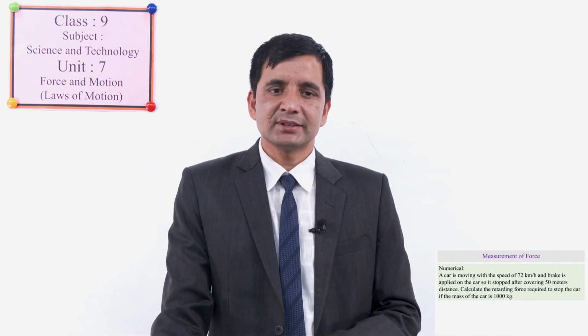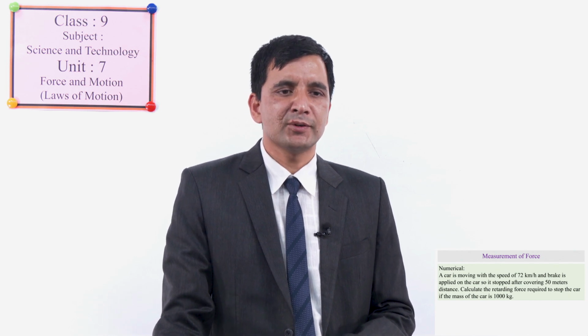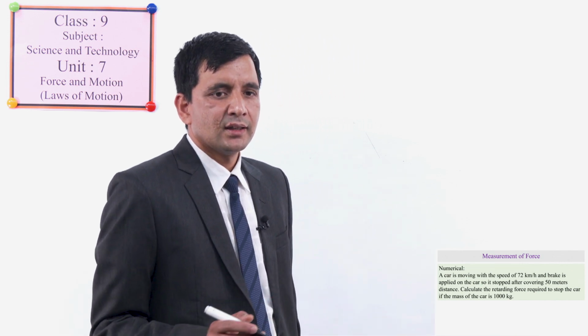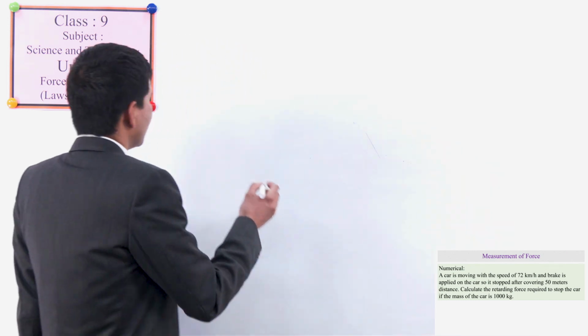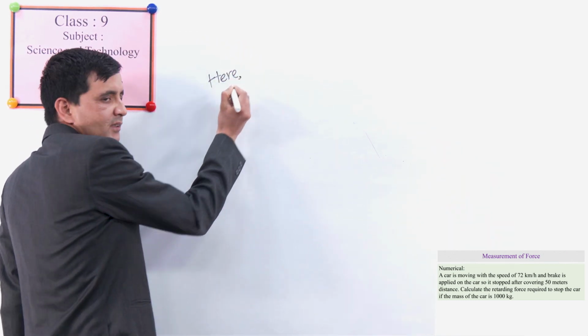Let me read this numerical again. A car is moving with the speed of 72 km per hour and the brake is applied on the car, so it is stopped after covering 50 meter distance. Calculate the retarding force required to stop the car if the mass of the car is 1000 kg. Let me write down the physical quantities on the board.